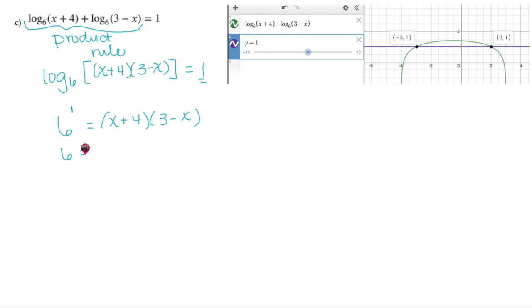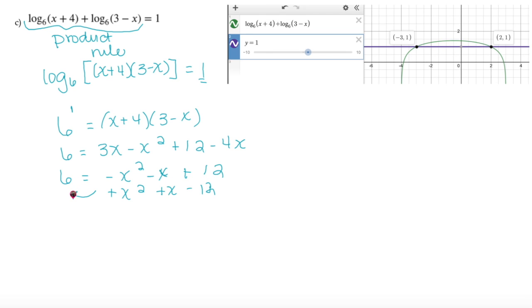6 is then equal to 3x minus x squared plus 12 minus 4x. Rewriting and combining, I have 6 is equal to negative x squared minus x plus 12. I typically like to have a positive x squared, so I'll add x squared and x and subtract 12 and bring them to the left-hand side to set it equal to 0.